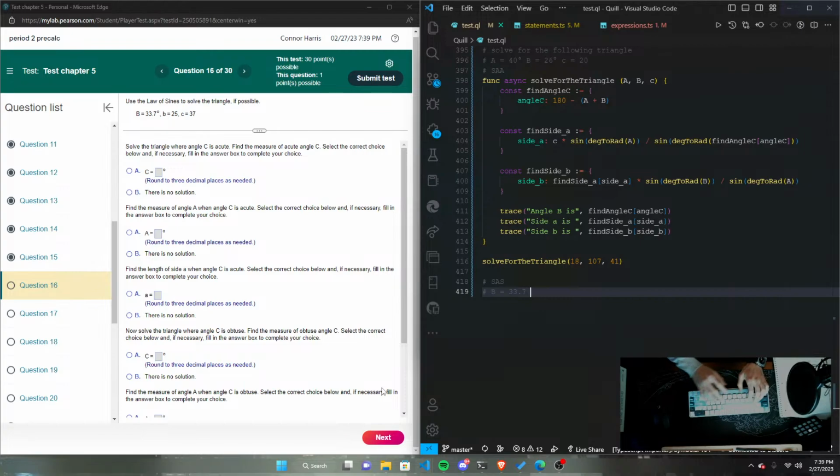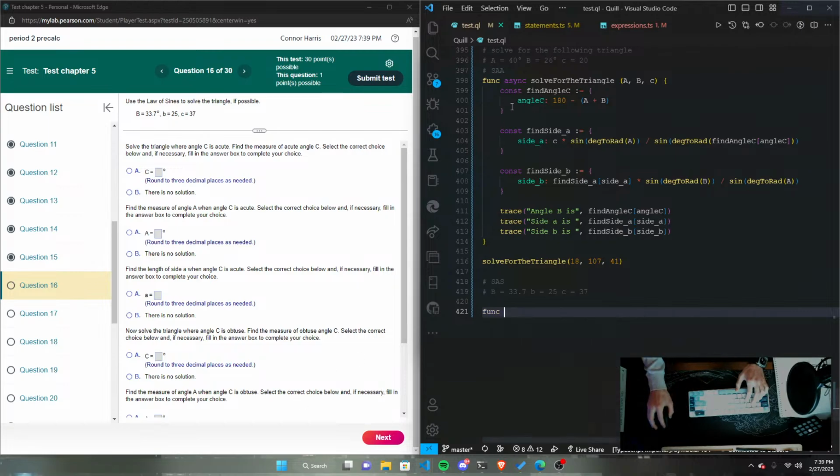0.7. B is equal to 25 and C is equal to 37. Actually, we don't need to run these as async functions. Doesn't really matter. We can just run them as normal functions. Solve for the triangle of. I want to make a programming language to code the code for the answers. Yes, that is correct.